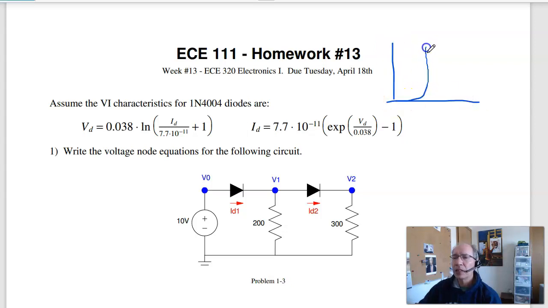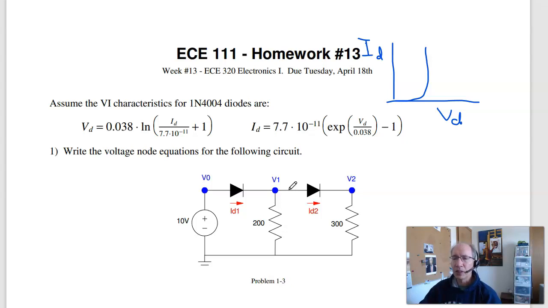The VI characteristic for a diode looks like this. This is the voltage across the diode. Here's the current. What that does is when I have a circuit with diodes, I have n equations and n unknowns, just like before. Conservation of current still applies, conservation of voltage still applies. However, when we write the equations, we'll have n equations that are nonlinear to solve. That's where MATLAB comes into play. With fminsearch, I can solve nonlinear equations.